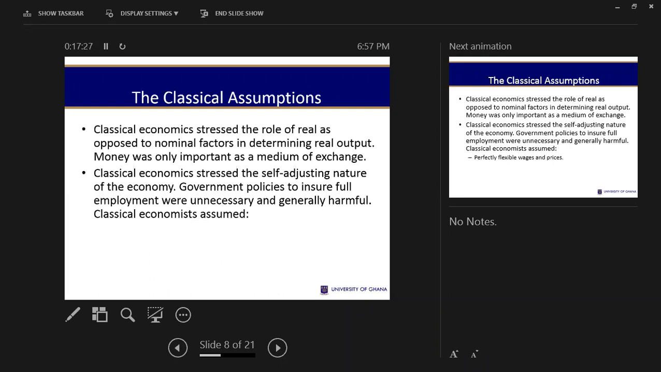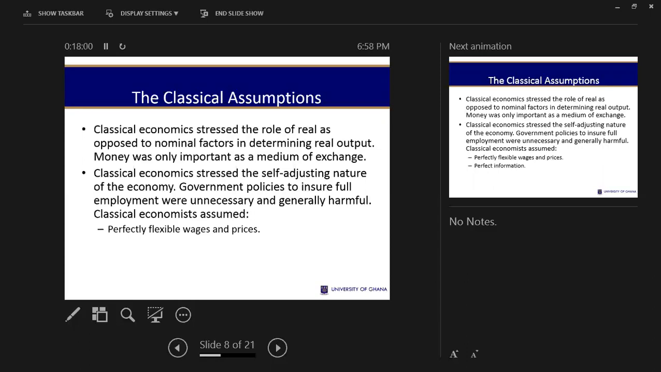So this is another important assumption that you need to take note of. The first one is that they believed in real factors causing changes in real output. And secondly, they believed that the government wasn't really needed. Keep your policies to yourself. Just allow the invisible hand to work. Just allow the system to work on its own. So these are the assumptions.